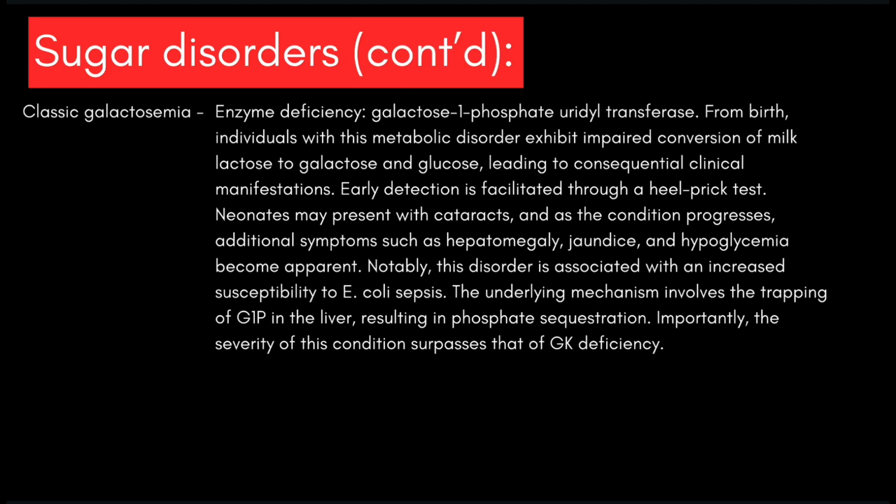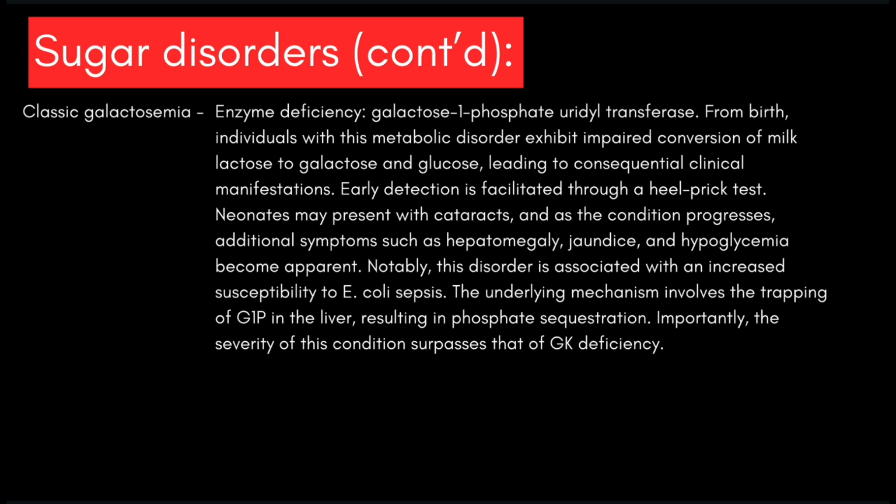Let's move on to the next one. We have classic galactosemia. The main enzyme deficiency observed here is with galactose 1-phosphate uridyl transferase. From birth, individuals with this metabolic disorder exhibit impaired conversion of milk lactose to galactose and glucose, leading to consequential clinical manifestations. Early detection is facilitated through a heel prick test. Neonates may present with cataracts, and as the condition progresses, additional symptoms such as hepatomegaly, jaundice, and hypoglycemia become apparent.